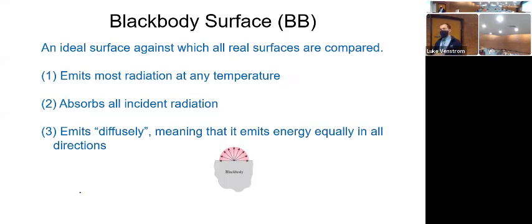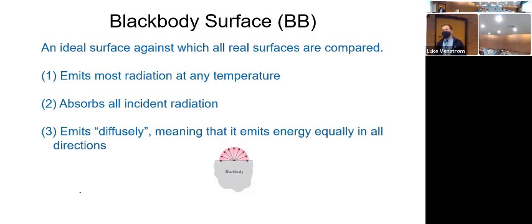The theoretical construct goes like this. A black body surface is one that has these three traits. One, black bodies emit the most radiation possible at any given temperature. No real surface emits more energy than this imaginary black surface does. It's the upper limit, right? It sets the upper bound for what can be emitted.